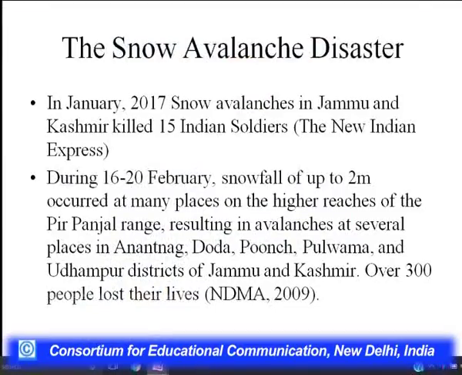In January 2017, a snow avalanche in Jammu and Kashmir killed 15 Indian soldiers. During 16 to 20 February, snowfall of up to 2 meters occurred at many places in the higher reaches of the Pir Panjal range, resulting in avalanches at several places in Anantnag, Doda, Poonch, Pulwama and Udhampur districts of Jammu and Kashmir. Over 300 people lost their lives.